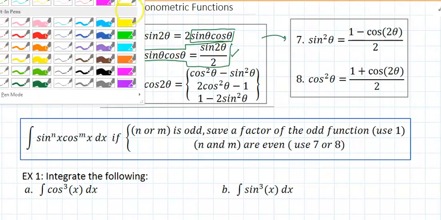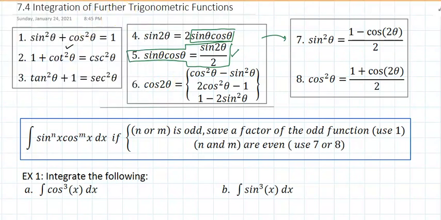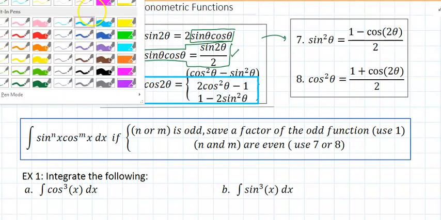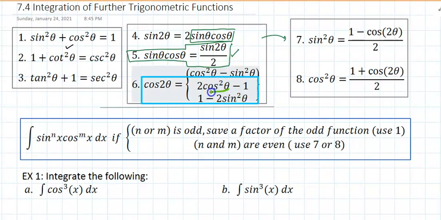Cosine of 2 theta has 3 identities. I want the last 2. Notice, if I solve this for cosine squared, I will get this identity. Move the 1 to the other side and divide by 2, there it is. And if I solve for sine squared, I'll get number 7. So I really need to know 1, 2, 3, 7, and 8. 5 you could get around, but the rest you can't.